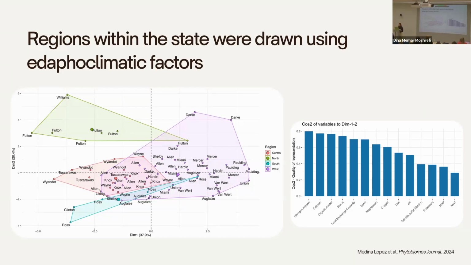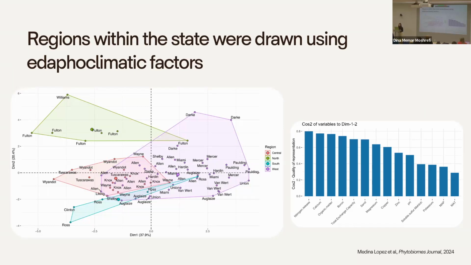To do so, we did a principal component analysis using the edaphic factors of the soil, which included the variables on this graph here. I'll just mention a few, like pH. We looked at the sand content within that soil, things like organic matter content, total exchange capacity, etc.